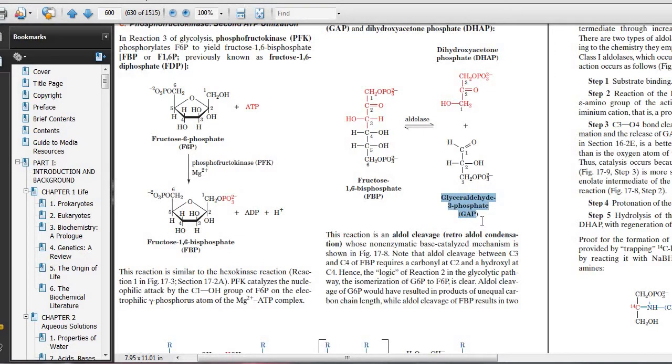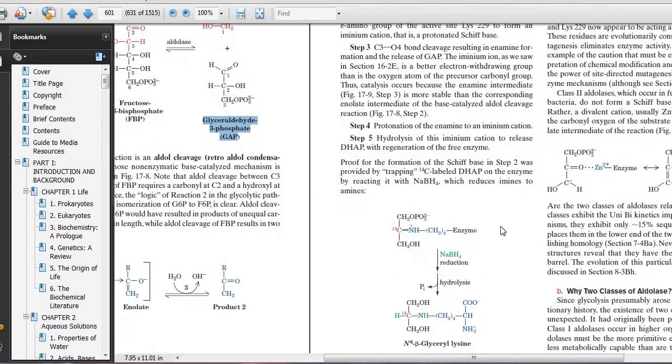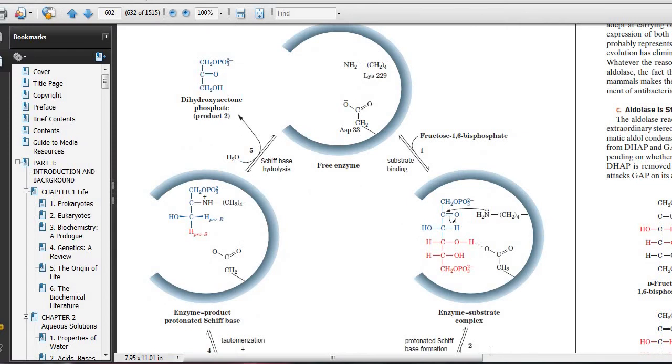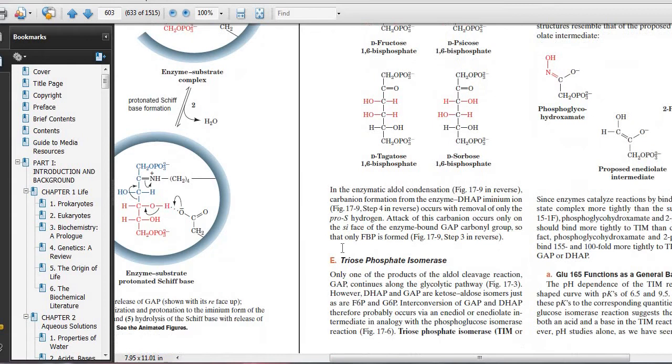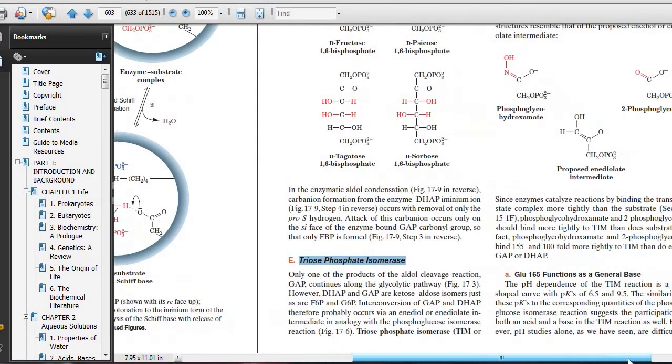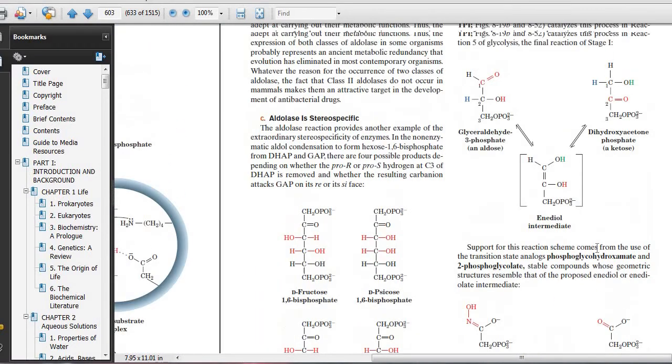Reaction number 5 is the last preparatory reaction of glycolysis, and that is the conversion of one molecule of dihydroxyacetone phosphate to glyceraldehyde 3-phosphate. Reaction number 5 is a triose phosphate isomerase catalyzed reaction. Triose phosphate isomerase is the enzyme. You can see the name of the enzyme, triose phosphate isomerase. This enzyme catalyzes the conversion of dihydroxyacetone phosphate to glyceraldehyde 3-phosphate.